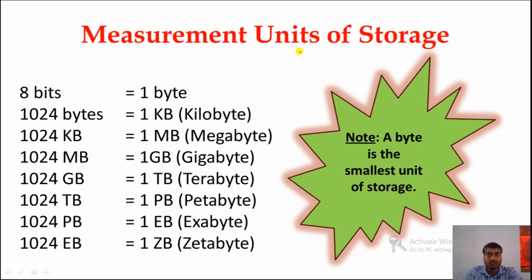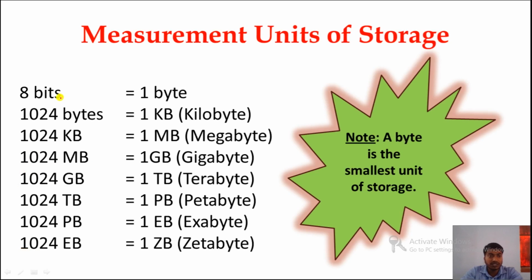Now, measurement units of storage. 8 bits is equal to 1 byte. 1024 bytes is equal to 1 KB, and KB stands for kilobyte. 1024 KB is equal to 1 MB, and MB stands for megabyte. 1024 MB is equal to 1 GB, gigabyte. 1024 GB is equal to 1 TB, terabyte. 1024 TB is equal to 1 PB, petabyte. 1024 EB is equal to 1 ZB, zettabyte.